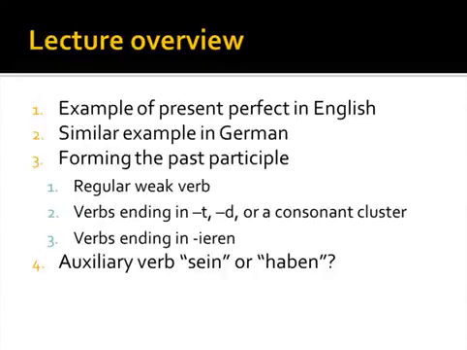We'll look at how to form the past participle of a regular weak verb, forming the past participles of verbs that end in a T, a D, or a consonant cluster, for example, like a GN. And also verbs that end in -ieren, like fotografieren or diskutieren or spazieren. And then finally, we're going to take a look at the auxiliary verbs or helping verbs of sein and haben. When do we use these in conjunction with the past participle to form the present perfect tense?